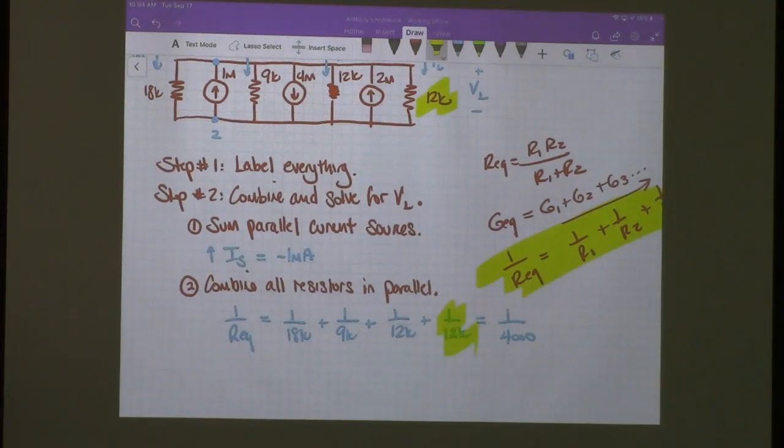Okay? So this value is not part of the calculation. The 4 kilo ohms is a combination of this resistor and this resistor, and the RL is left out of it. Okay? That's the reason why I scratched it out.